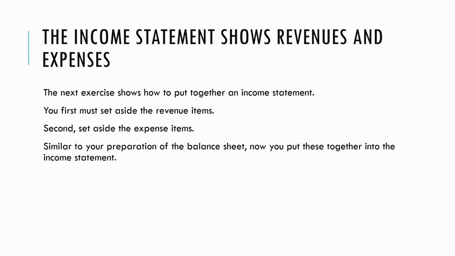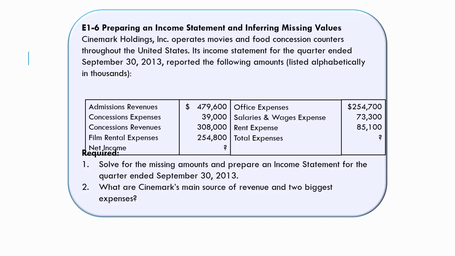So we're in balance. The income statement shows revenues and expenses, and this next exercise is going to put this one together for us. So the first job you need to do in preparing this income statement, after you've done your header, of course, is putting the revenue items in their place, the expense items in their place, and then just putting them all together into the statement. This is exercise 1-6. They operate movie and food concession counters in the U.S.